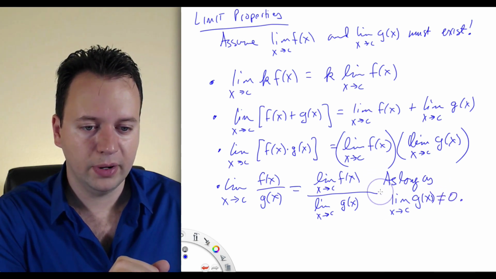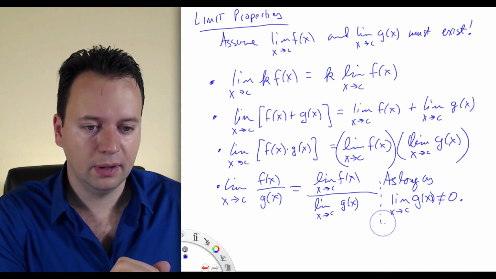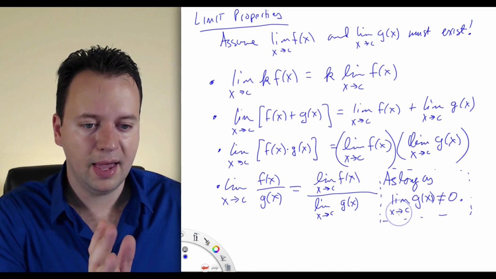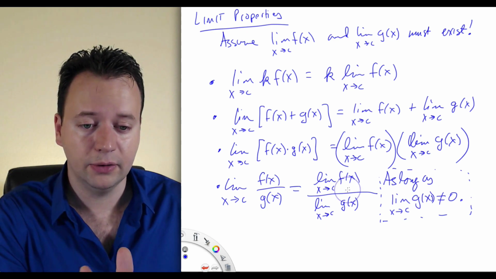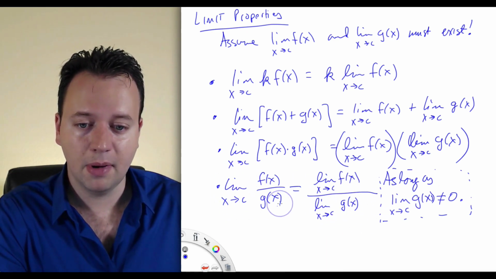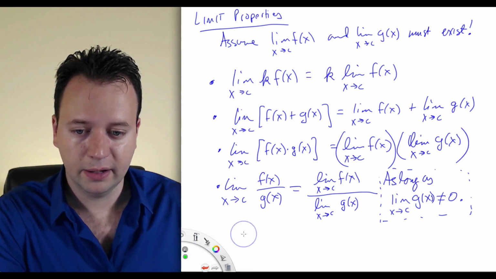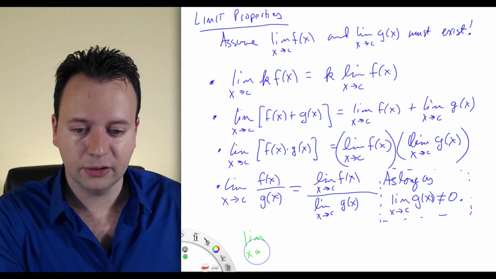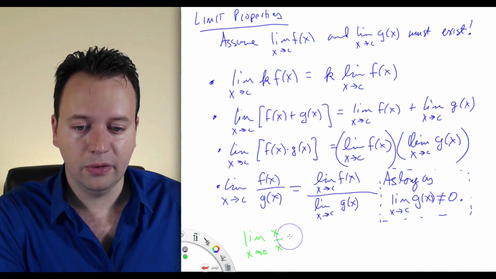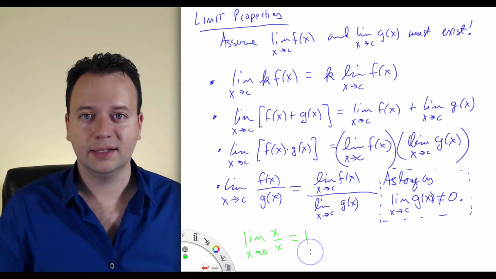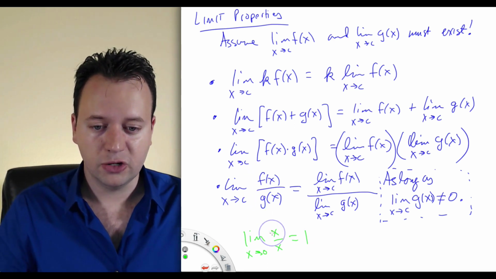So that fourth one has this additional condition, right? Because if the limit as x approaches c of g of x is equal to 0, we have a problem dividing by 0. And this limit might be well behaved. Like, say, a quick example down here: the limit as x approaches 0 of x divided by x. Well, the limit is just equal to 1, because for every x value other than x equal to 0, this ratio returns 1.